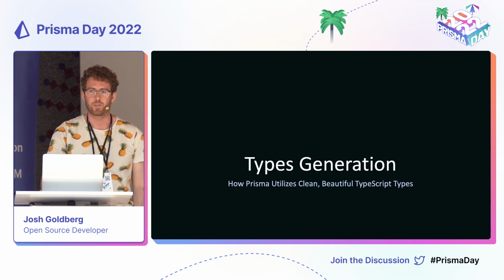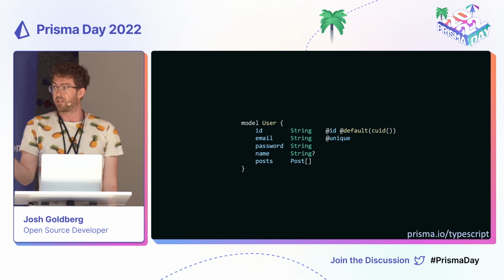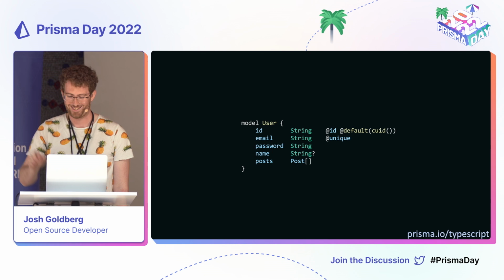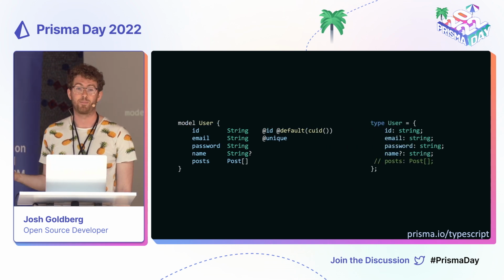Types generation. This is all actually useful and important stuff. It's not just cool because Prisma uses it. So this is a Prisma schema. Show of hands, who here has used Prisma before? Not everyone raised a hand. Odd. All right. And this can be represented by a very structurally similar TypeScript type, which Prisma actually does in its code gen.